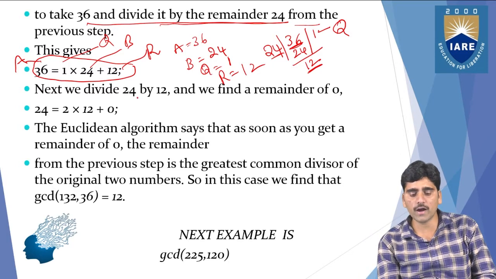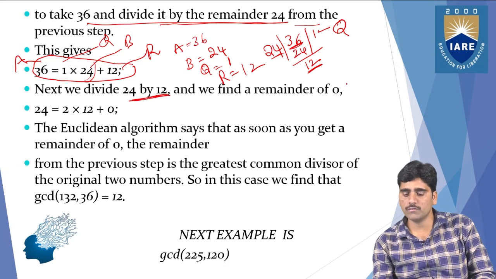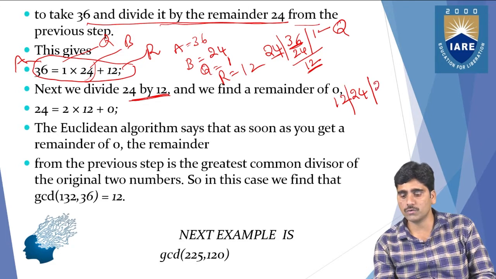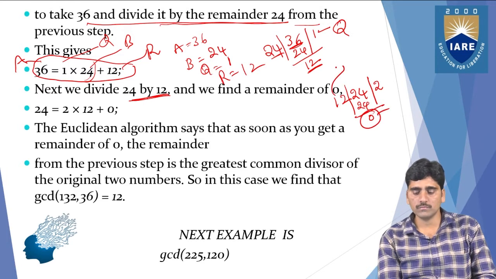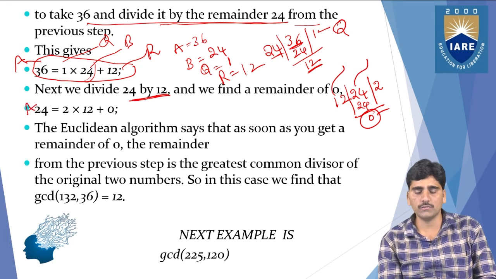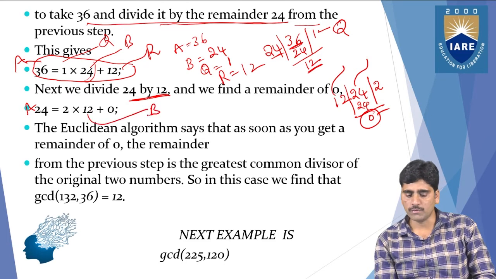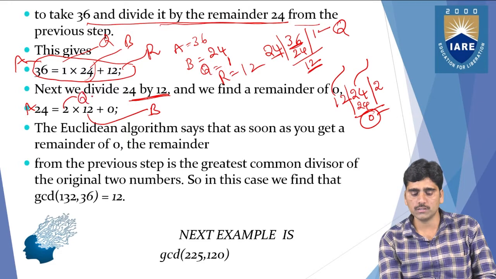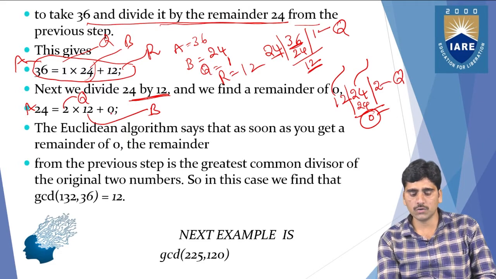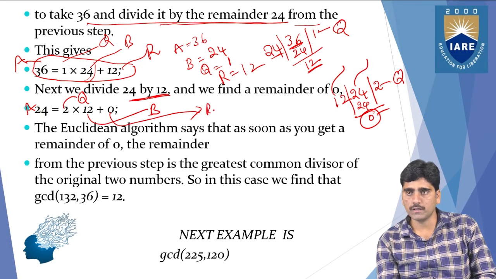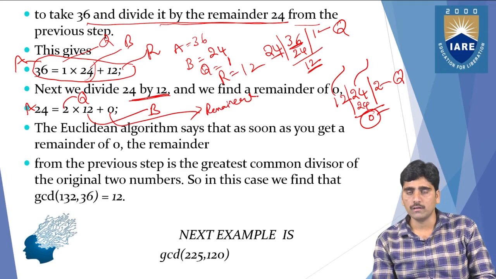After getting this, next what we need to do is divide 24 by 12. So what will we get? We need to divide 24 by 12. What is the value? The value is 0. So see here, 24 is the A value, 12 is the B value, 2 is the quotient that you get here, and 0 is the remainder.